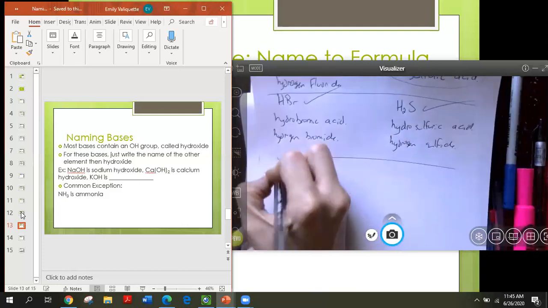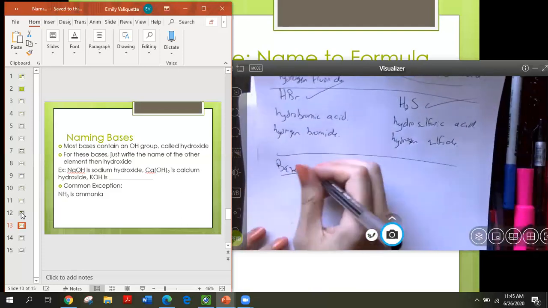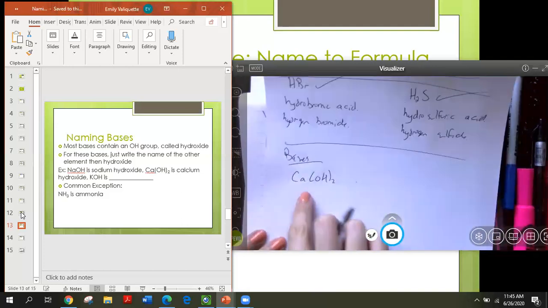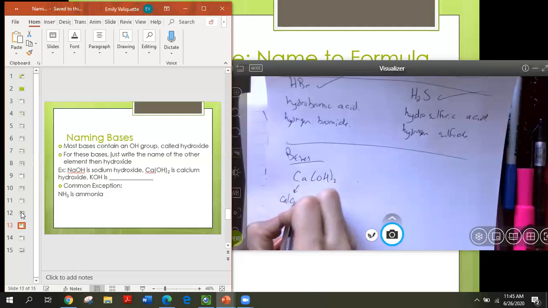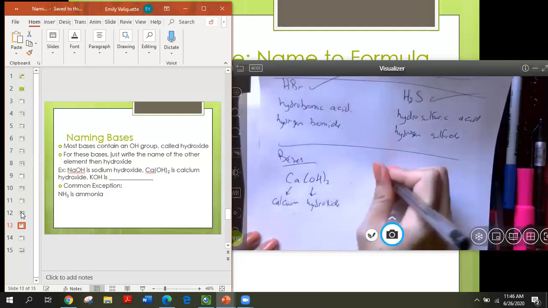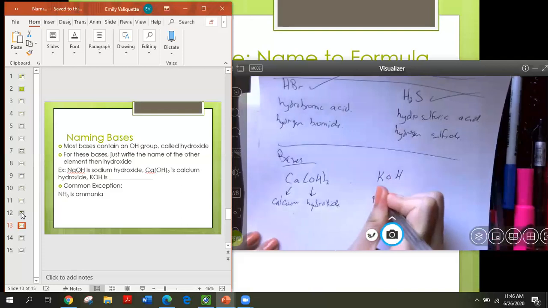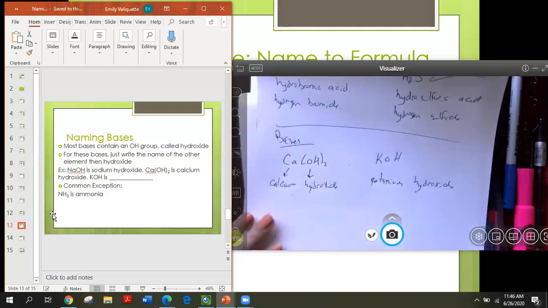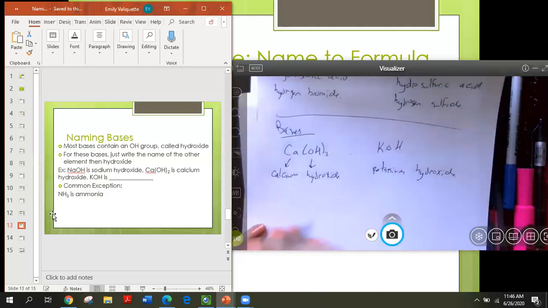So if we're dealing with bases, if you had Ca(OH)2, that is just calcium hydroxide. If you had KOH, it would be potassium hydroxide. A common exception, and it's the only base that doesn't have an OH that you need to memorize, is that you do need to know that NH3 is called ammonia. That's the common name for NH3.